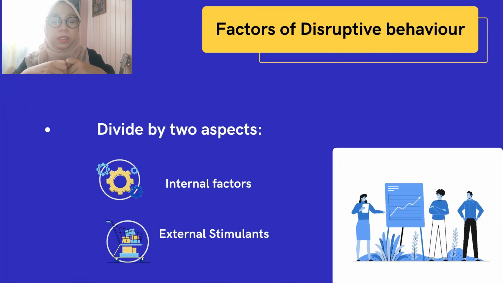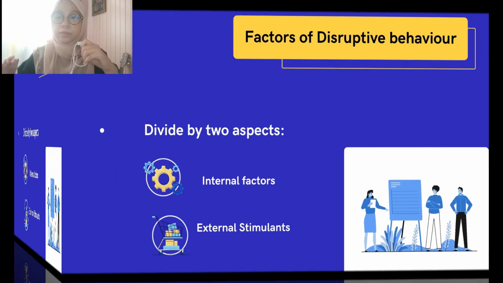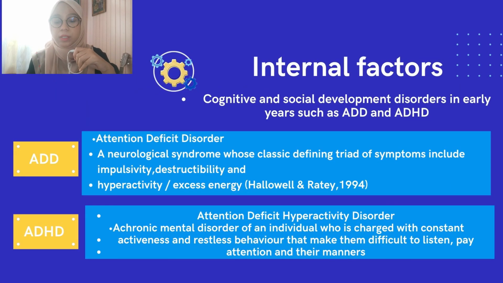Disruptive behavior will be elaborated into factors. The first one is internal and the second one is external. Okay, the internal factor is cognitive and social development disorder in early years, such as ADD and ADHD. Okay, that was the internal factor of disruptive behavior. Okay, what is ADD? ADD is attention deficit disorder and ADHD is attention deficit hyperactivity disorder. Okay, people who have ADD or ADHD often have trouble with focus, impulsiveness, sitting still, sitting properly, and chronic restlessness.